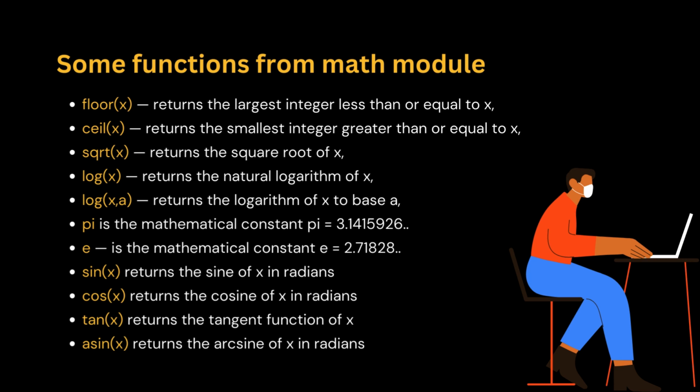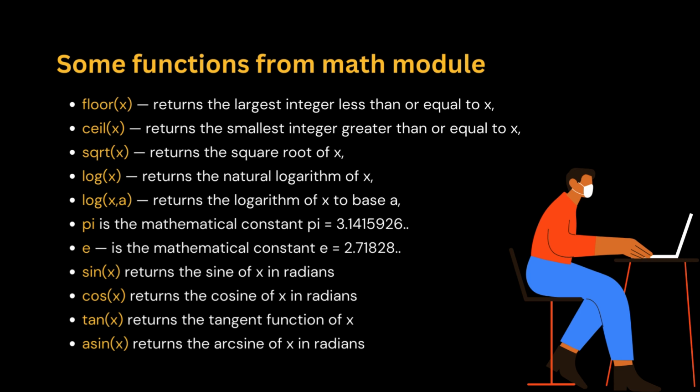sqrt of x returns the square root of x. For example, math.sqrt(25) returns 5.0. Log of x returns the natural logarithm of x. For instance, math.log(10) returns approximately 2.30258509299446. Log of x, a returns the logarithm of x to the base a. For example, math.log(100, 10) returns 2.0.